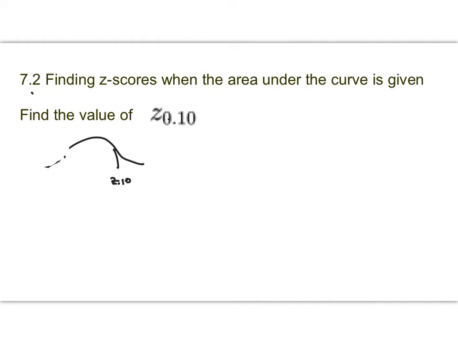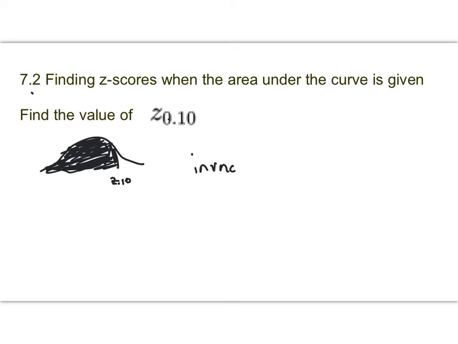We want the z-score, because inverse normal, unlike normal cumulative distribution function, has to go from left to right. It doesn't have a lower boundary and an upper boundary like that. So everything you put in there is left to right. So I have to put in 0.9 for the area, because it's going to give you the z-score based on whatever area you put in.